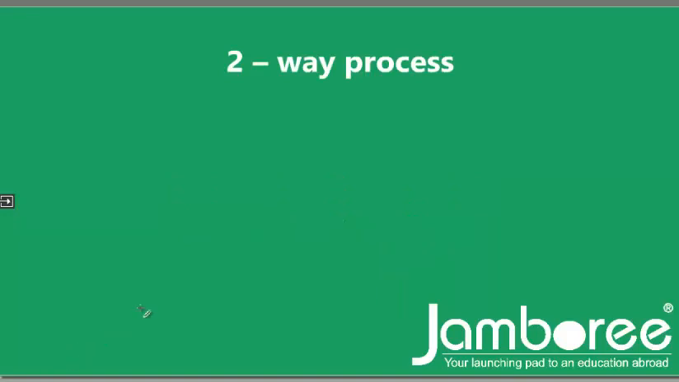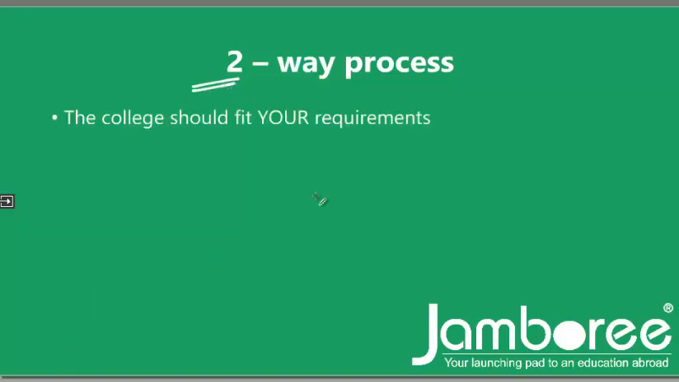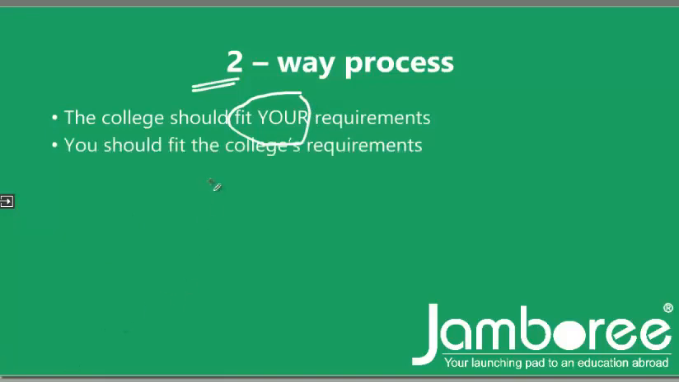So the university selection or university shortlisting is a two-way process. Very often students feel that they are the ones who have to select the university, that there are tons of universities available and they have to choose. However, that is not the case. It is not just your decision. The college should fit into your requirements. Of course, this is what everybody focuses on anyway. But more importantly, you should also fit into the college's requirements. So it's a two-way process.